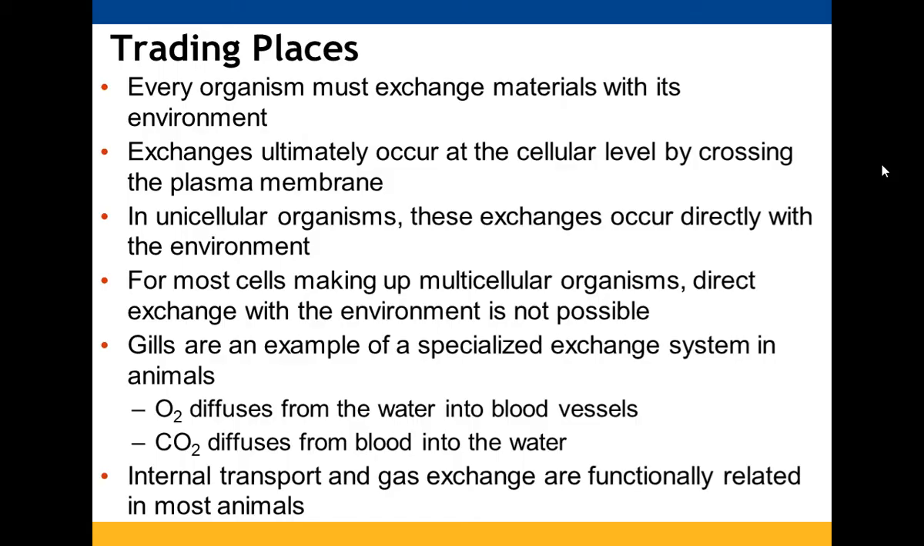Gills would be one example of an exchange system that's a little more specialized because oxygen moves from the water directly into the blood vessels, or diffuses, and then carbon dioxide diffuses back in the opposite direction. How things are transported within organisms and gases are exchanged is going to have a lot to do with how those organisms function every day.